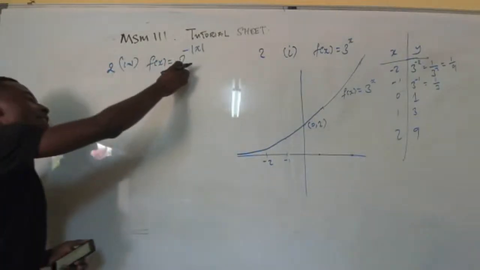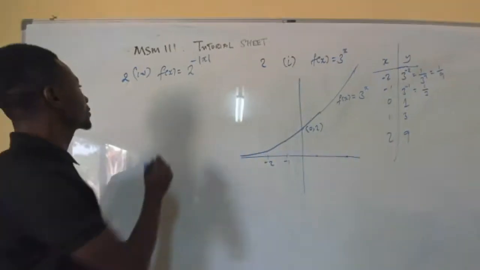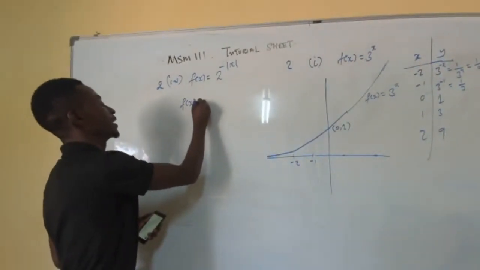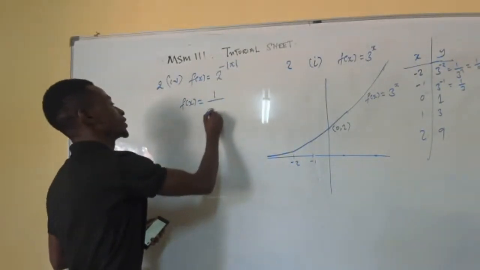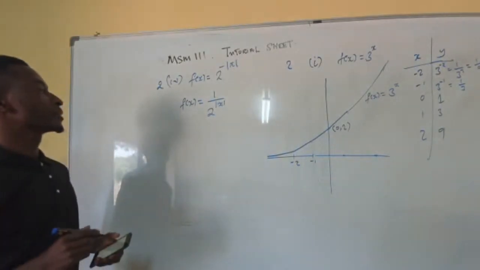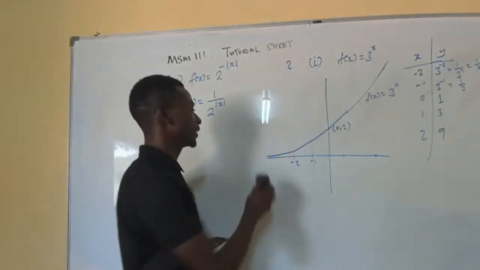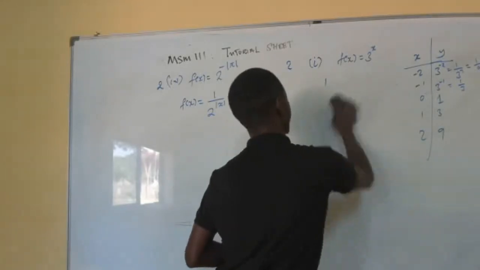Solving this question is also simple. It's very simple. What you're supposed to do here is say f of x is equal to, this can also be written as 1/2 to the power modulus of x. From there, we use the table of values. Let's use the table of values.